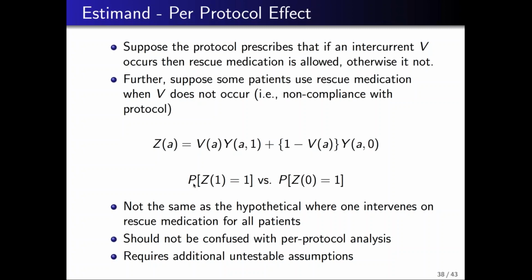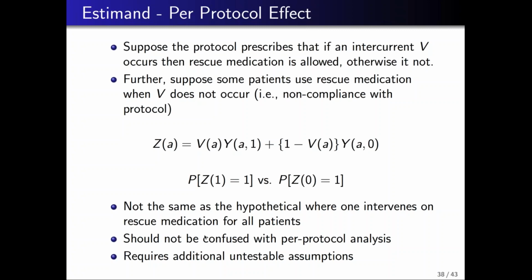And so what I want to do is now compare what's the proportion of people who would die under treatment 1 following this protocol, so Z of 1 is 1, versus what's the proportion of people who would die under no treatment, assuming that they follow the protocol, in a world in which the protocol was followed. So this is not the same as the hypothetical, because we're not forcing everybody to take rescue medications. We're just saying that you should use rescue medications when a particular event V occurs.